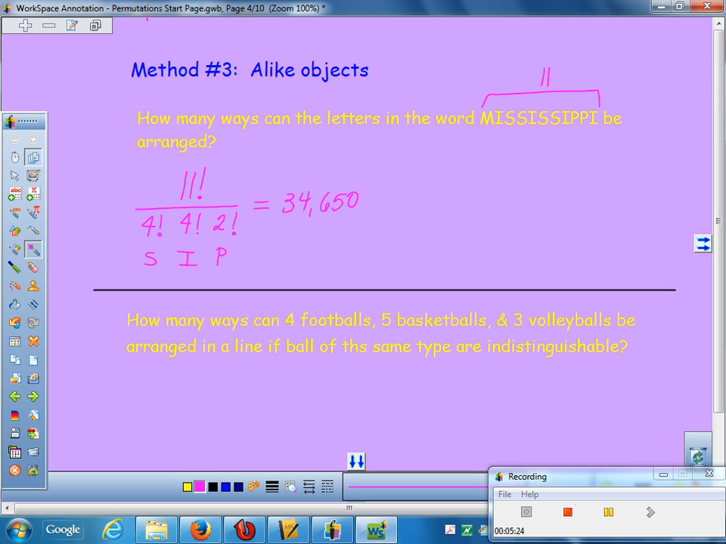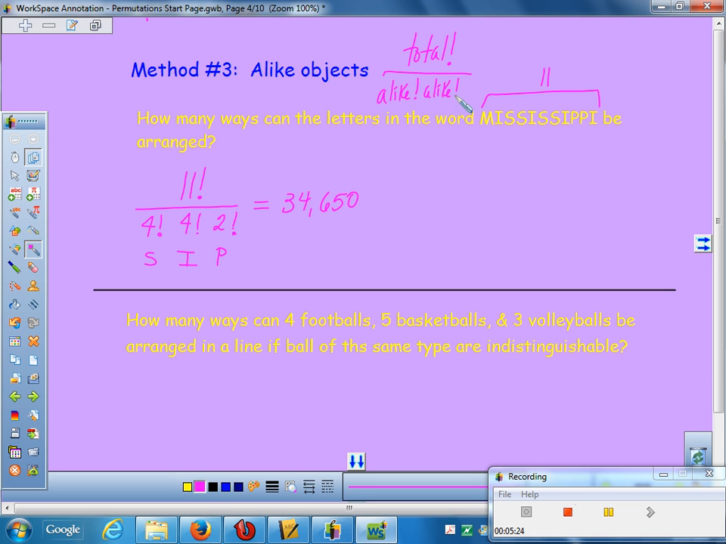Pretty fun. Okay, as far as the formula goes, since this one can vary, I'm going to tell you it's the total factorial divided by each of the alikes you have. And there could be 2 numbers on the bottom. There could be 5 numbers on the bottom. It just depends on how many different things are repeated.